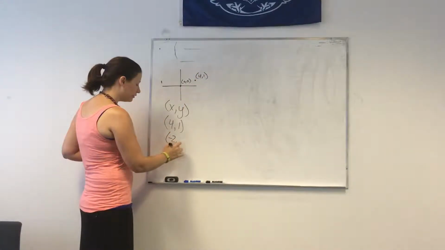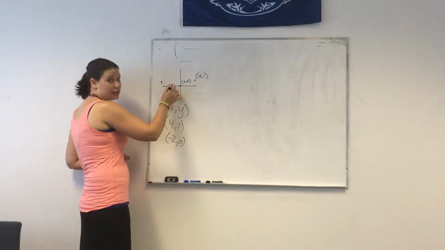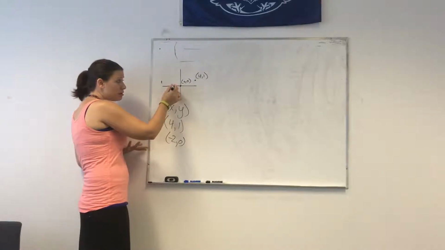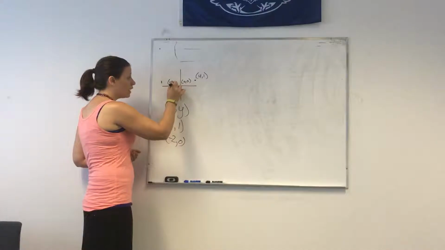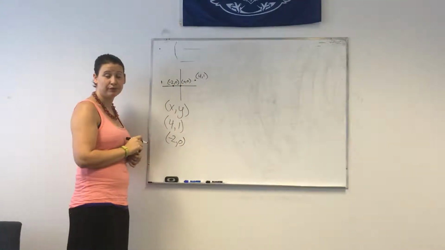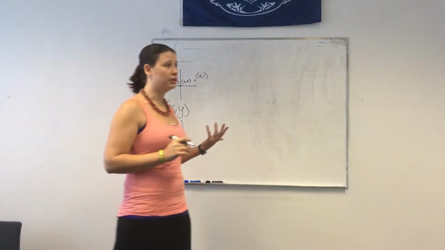Then what about negative 2, 0? We go negative 2 along the x-axis, and because it's 0, we don't go up or down any. It's just negative 2 x and 0 y, okay? After that, we should talk a little bit about slope.